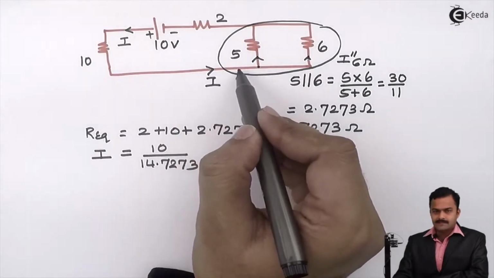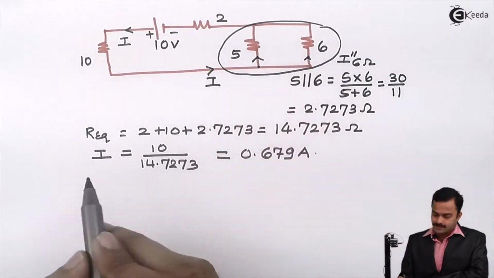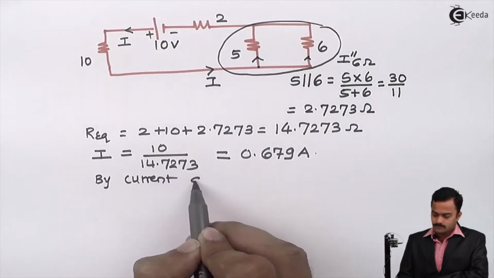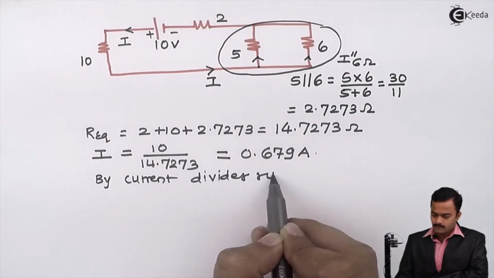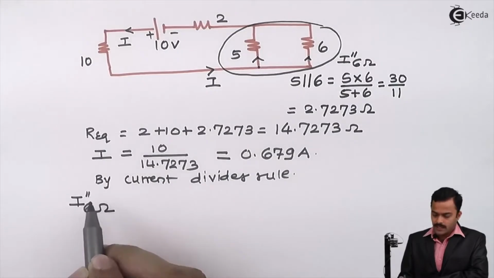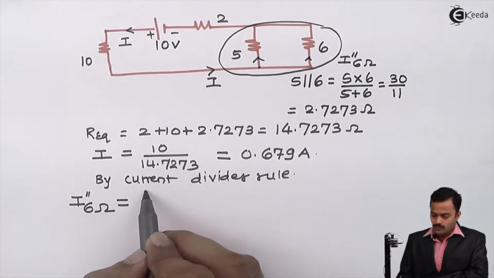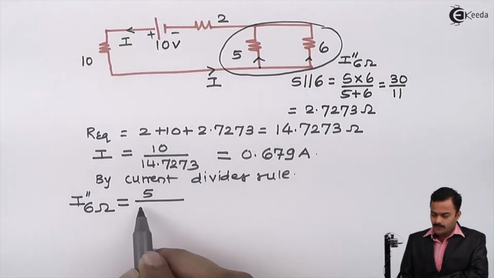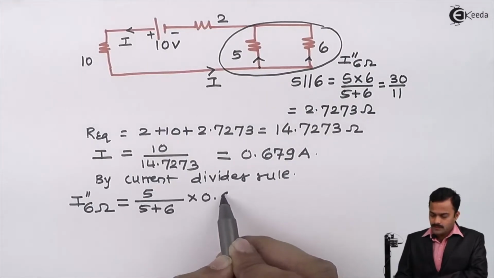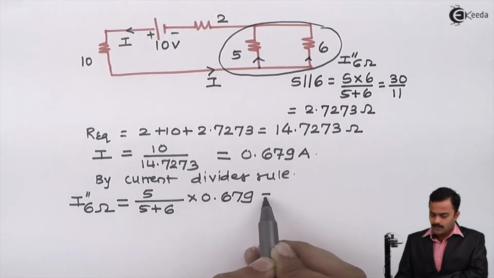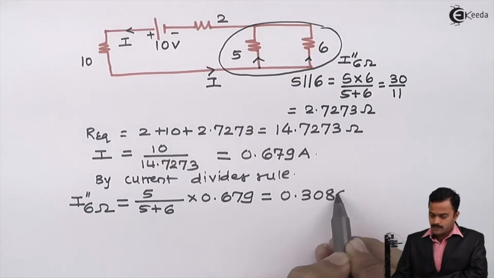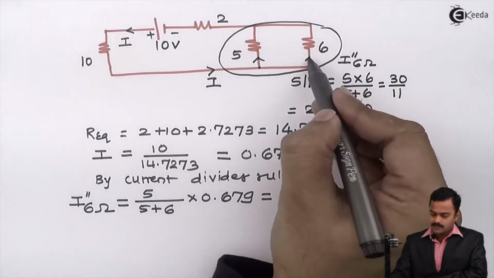Now I know this current is split into two branches, so I can use the current divider rule. By the current divider rule, the current flowing through the 6 ohm resistance because of the 10 volt source, I double dash 6 ohm, equals 5 divided by 5 plus 6 multiplied by 0.679. The answer I will get is 0.3086 ampere. Direction is upward.